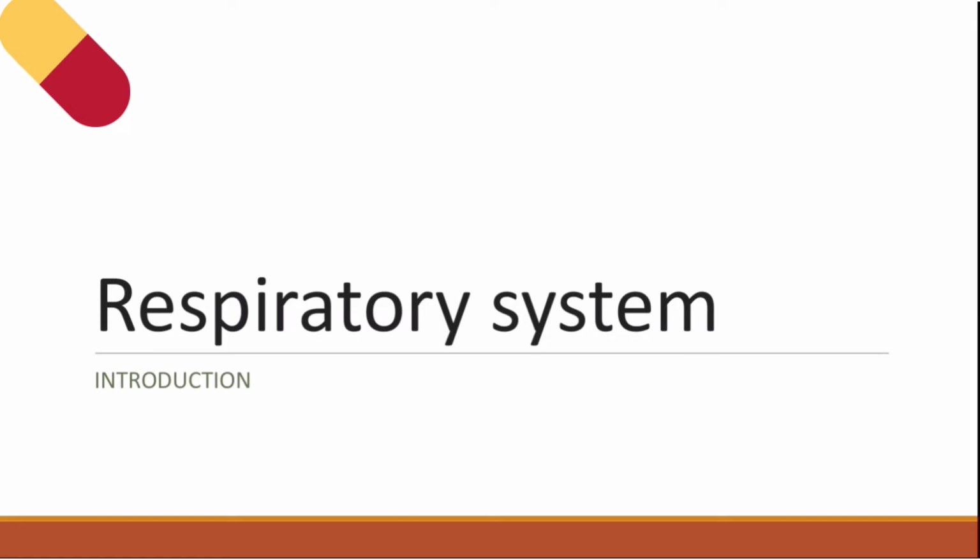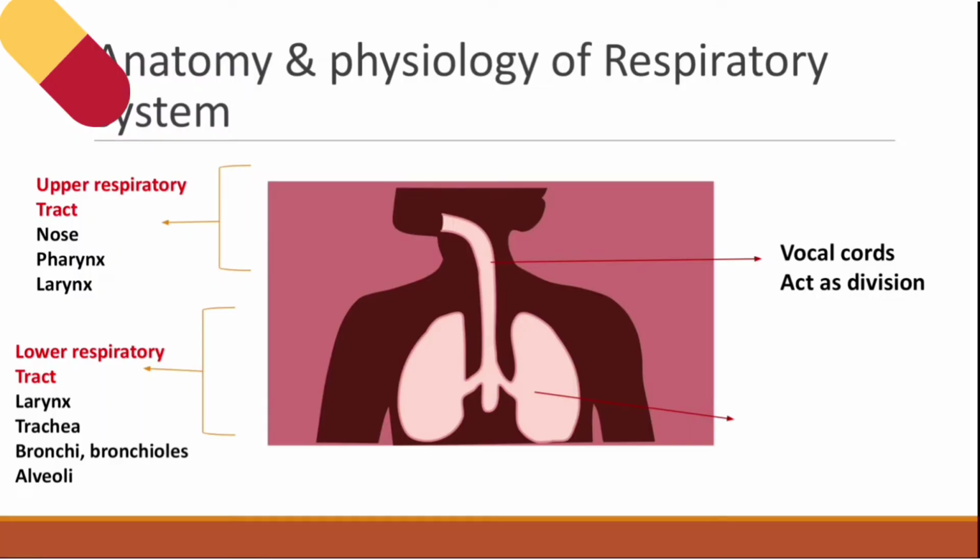So, first coming to the anatomy and physiology of the human respiratory system. In this, the vocal cords present in the larynx divide the respiratory tract into the upper respiratory tract and the lower respiratory tract. The upper respiratory tract contains structures like the nasal cavity, the pharynx, and the part of the larynx above the vocal cords. And the lower respiratory tract starts with the part of the larynx below the vocal folds, then trachea, bronchi, bronchioles, as well as the alveoli.